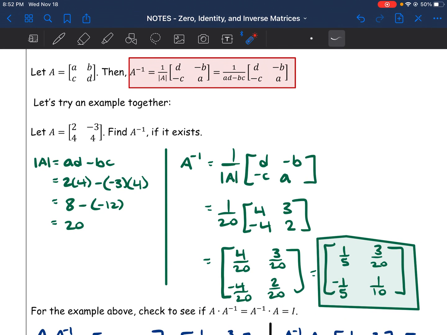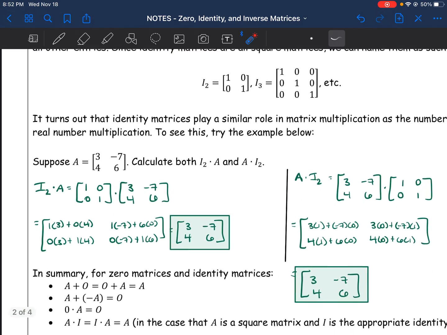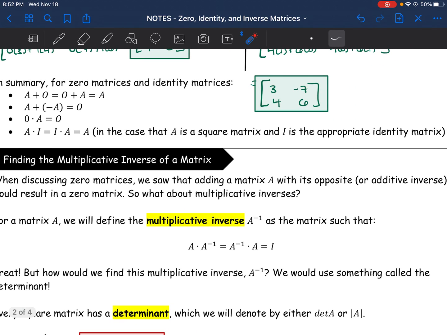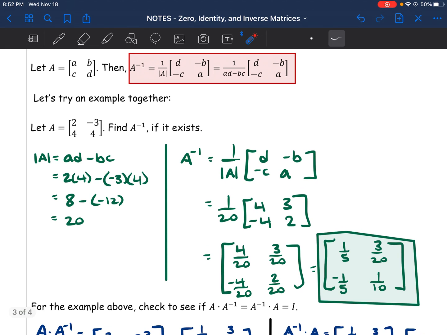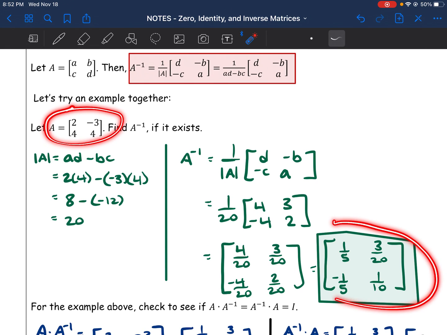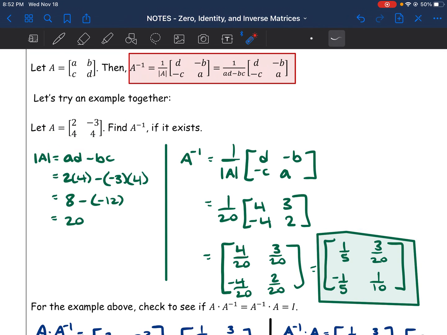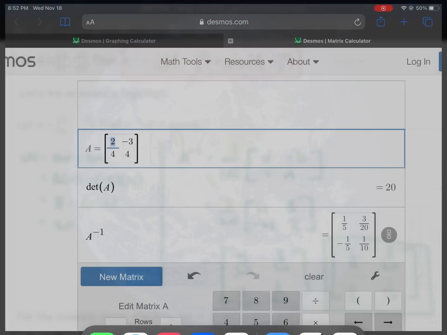What we want to do now is verify for this example that A times its inverse equals A inverse times A equals an identity matrix. Because if we go back to the previous page of the notes, remember, we defined an inverse matrix as a matrix such that A times its inverse is equal to A inverse times A, which is equal to the identity matrix. So we want to verify that if I multiply A times its inverse, or if I multiply its inverse times A, in both cases, I'm going to get the identity matrix. Let's use Desmos to check this.